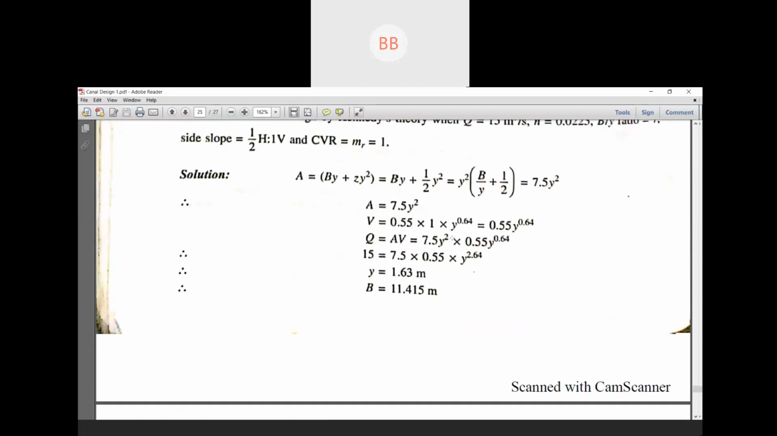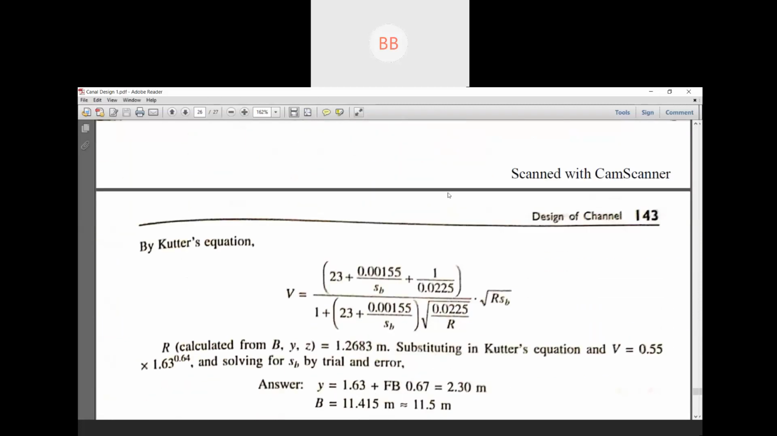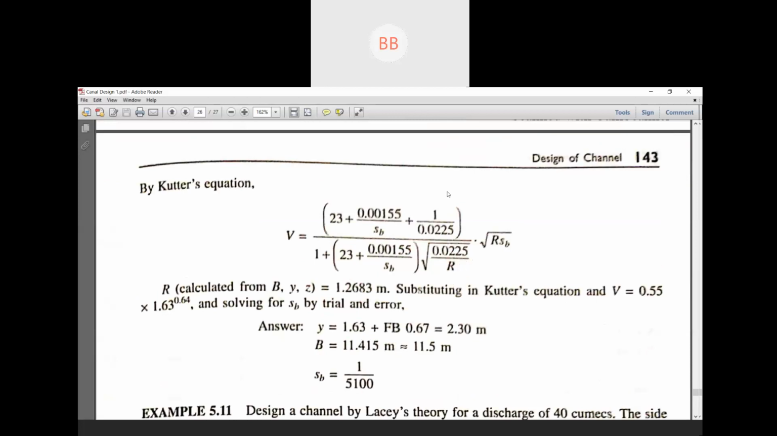Getting the Y value as 1.63 meter, and the width of the channel as 11.415 meter. Okay, fine.